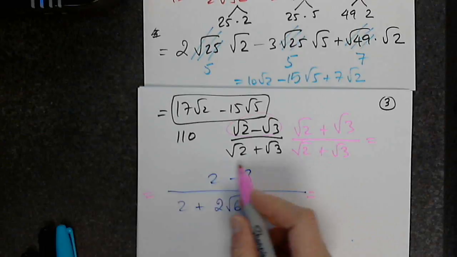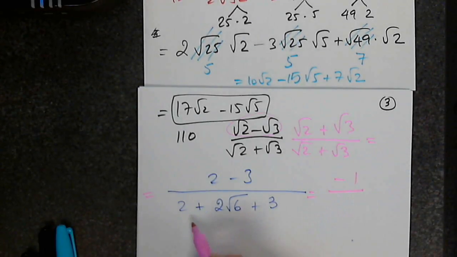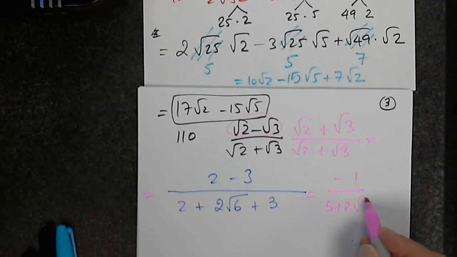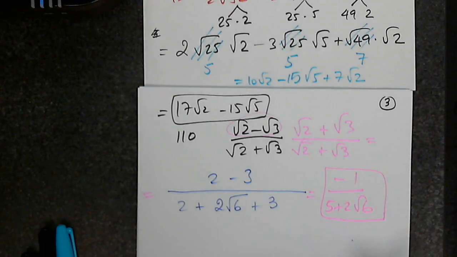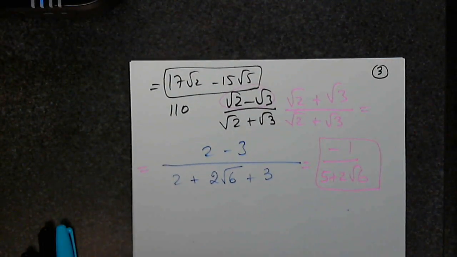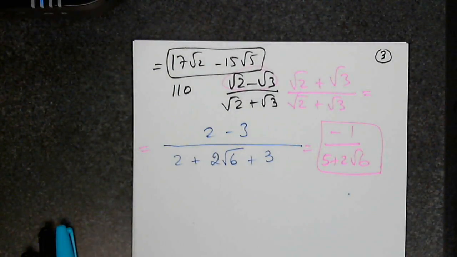Very good. So I can combine this. The top is -1 and the bottom would be 5 plus 2 the square root of 6. And there is no need to do anything else. Good.